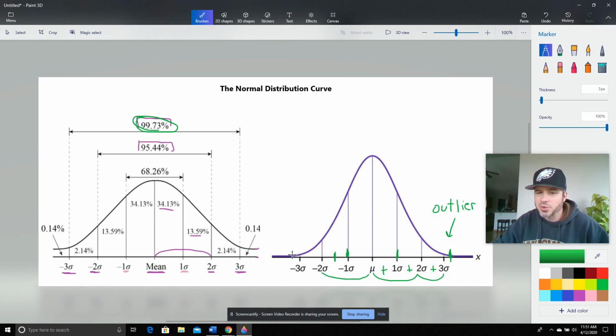So you need to be able to create a normal curve. You need to be able to answer questions about the normal curve, like where does it fall? Is it within one standard deviation of the mean, like this one? Is it within three standard deviations like these two?